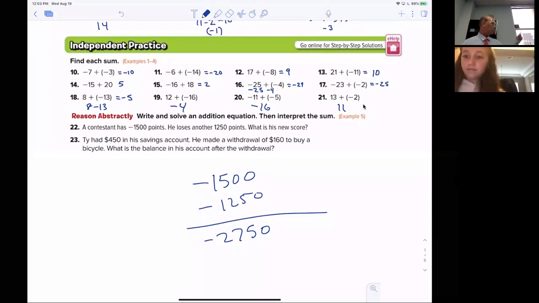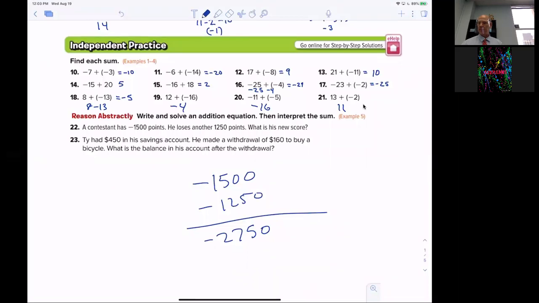All right, 23. Read it. Ty had 150 in his savings account. He made a withdrawal of $160 to buy a bicycle. What is the balance of his new account after the withdrawal? How much? I got negative 10. Yes, I'm happy with that. That's always dealing with money. Everybody's good with money.